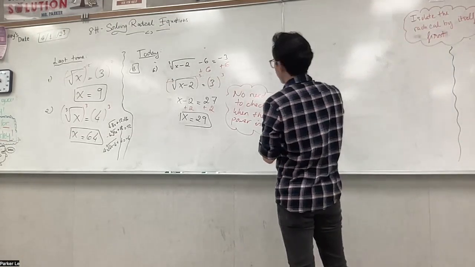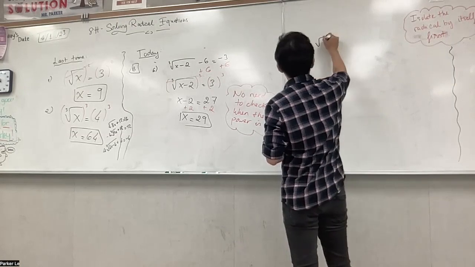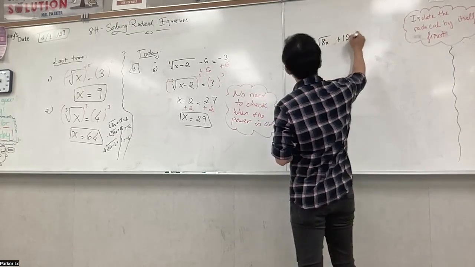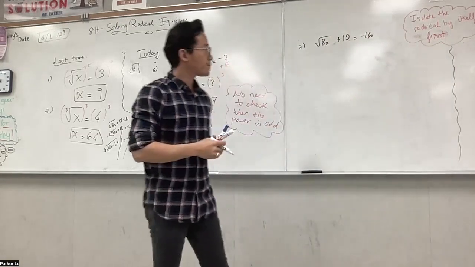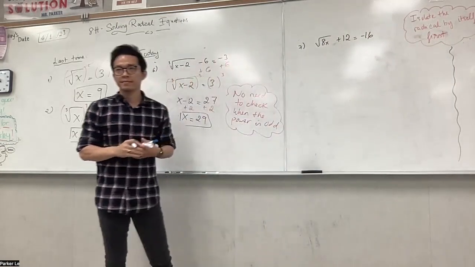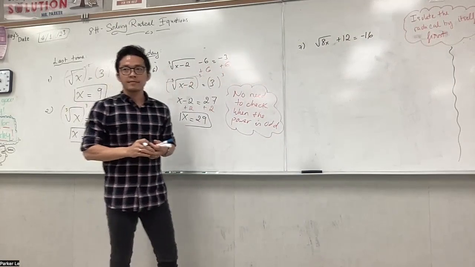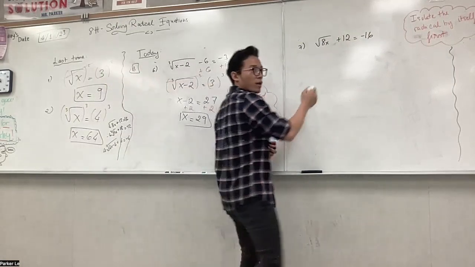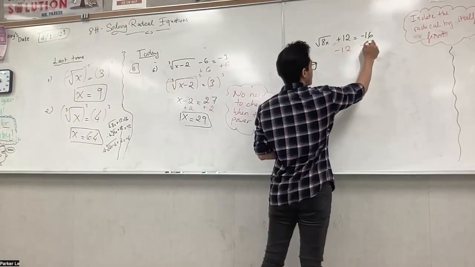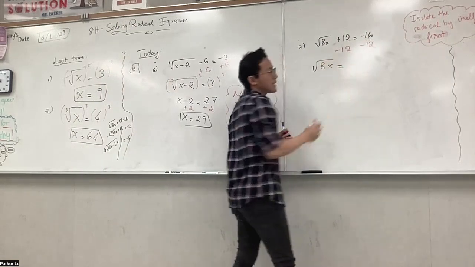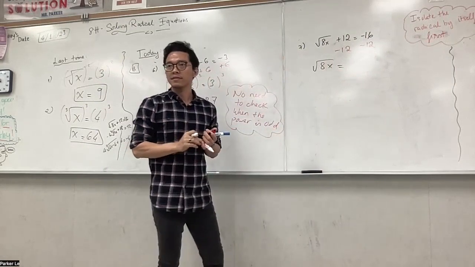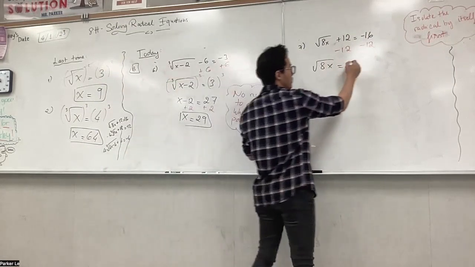Right, number 7. Minus 12. What is negative 16 minus 12? Negative 28.